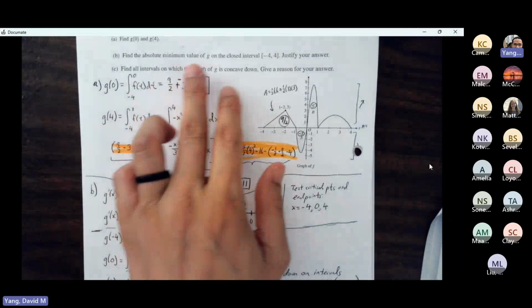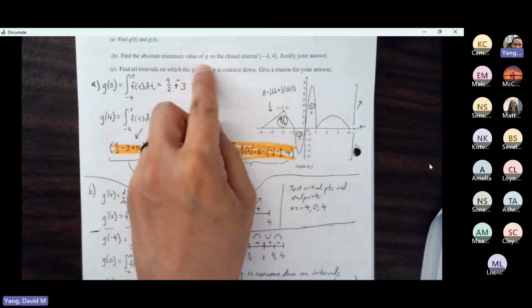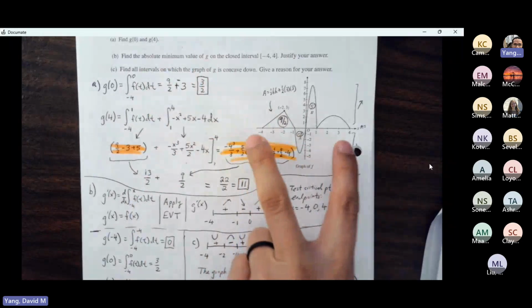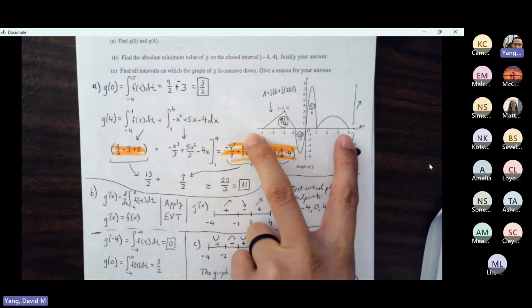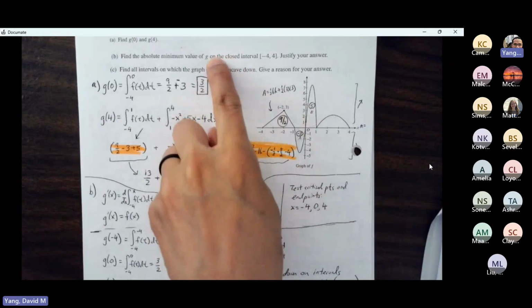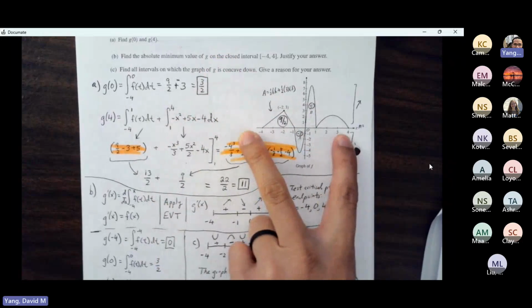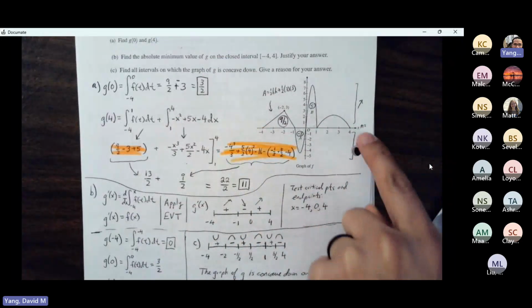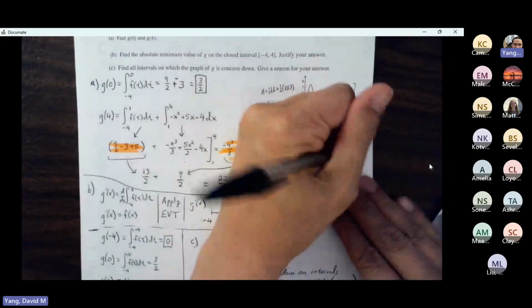Okay, part B, find the absolute minimum. So we know that this is referring to getting you to try to use the extreme value theorem. So the extreme value theorem says I need to test endpoints and critical points. Remember, this is f, but it's also g prime. So let's create a sign line here so we can see what critical points we want to test. Remember, anything above the x-axis is positive slope. Anything below is negative slope.